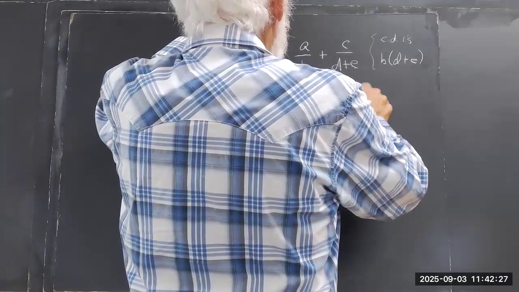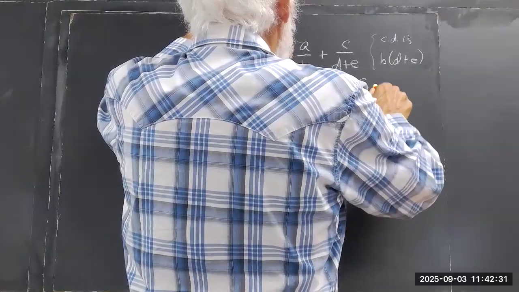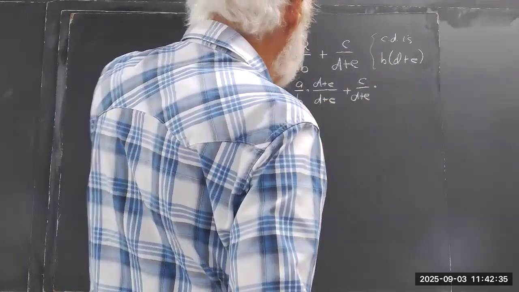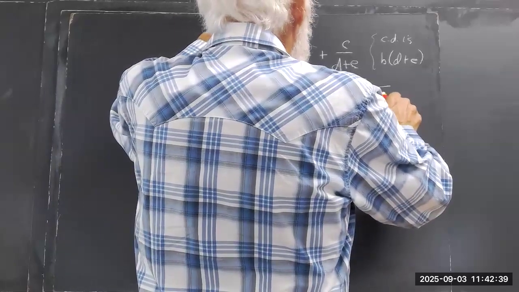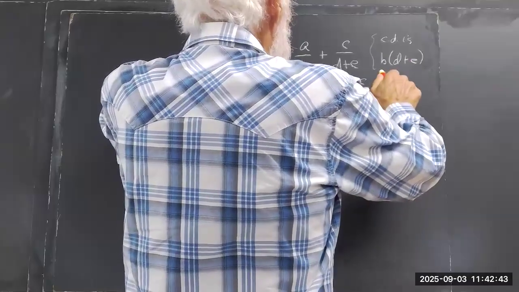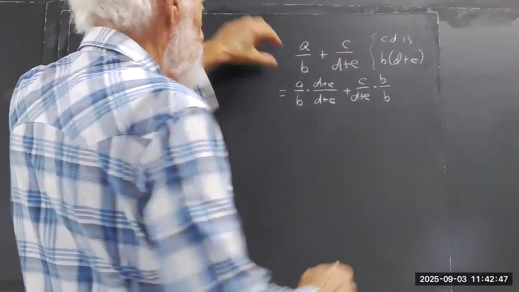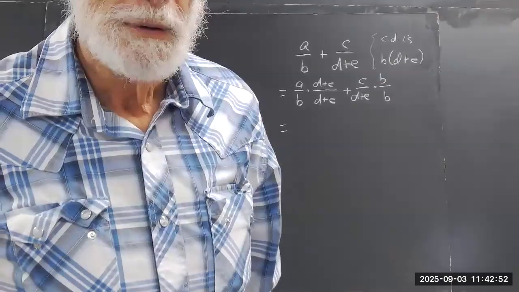And then you have c over d plus e. And what do you need to multiply by in order to get the common denominator, b times d plus e? Well, you better multiply by b, which will give you b times d plus e. But it better be b over b so you don't change the value. So we're doing the identical thing that we did with the numbers.